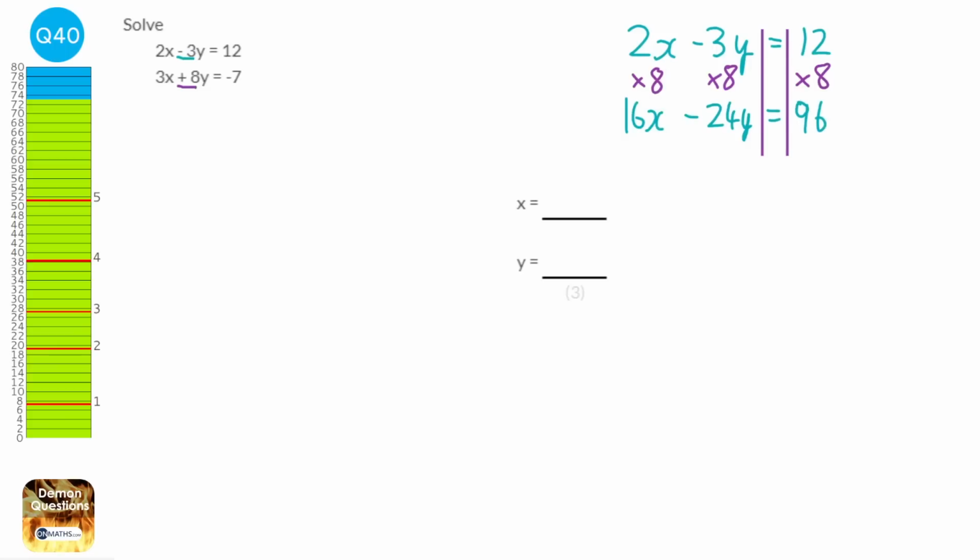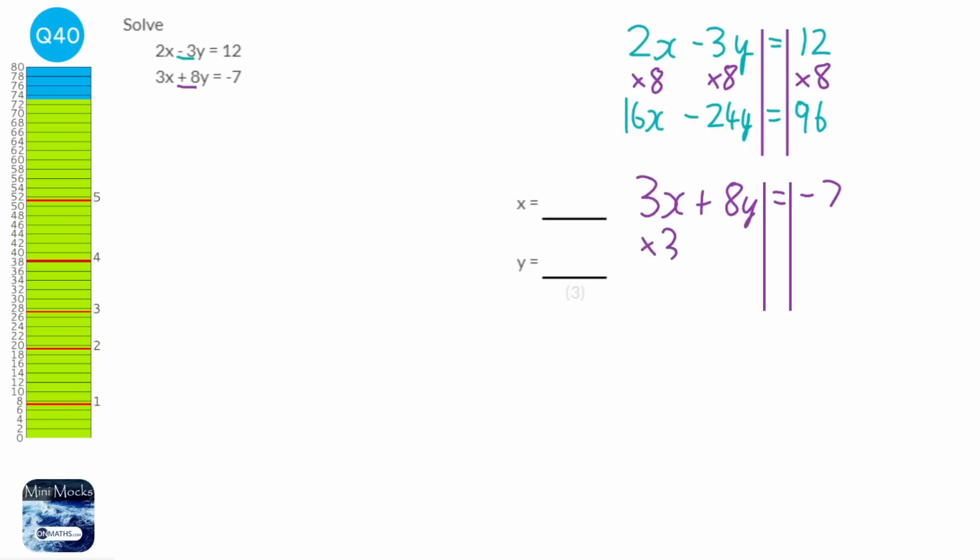Going to write the second equation, so we've got 3x plus 8y equals minus 7, and this time I'm going to times everything by 3, and so we've got 3 times 3, which is 9x, plus 24y, which is good, that's what we wanted, and then minus 7 times 3, which is minus 21.